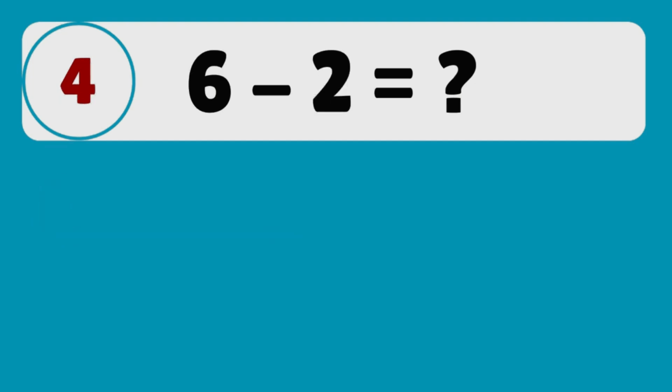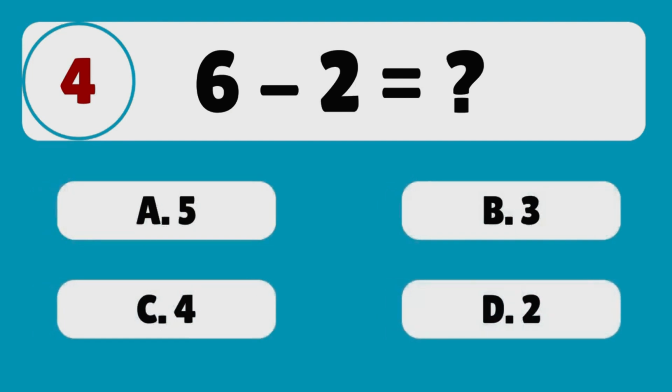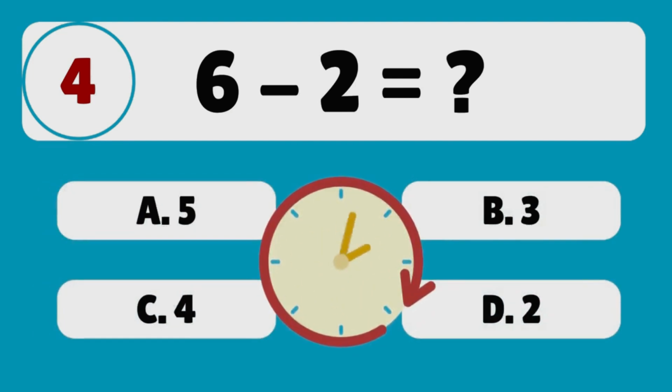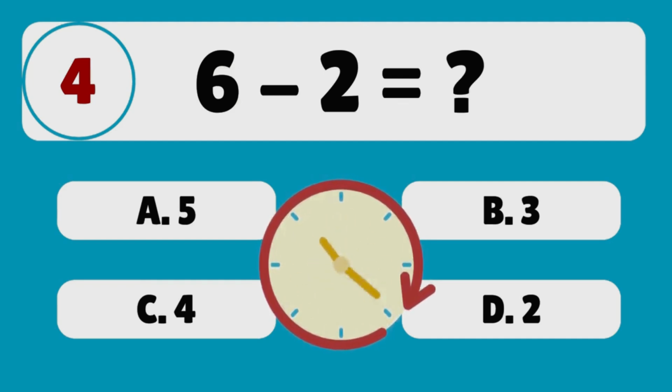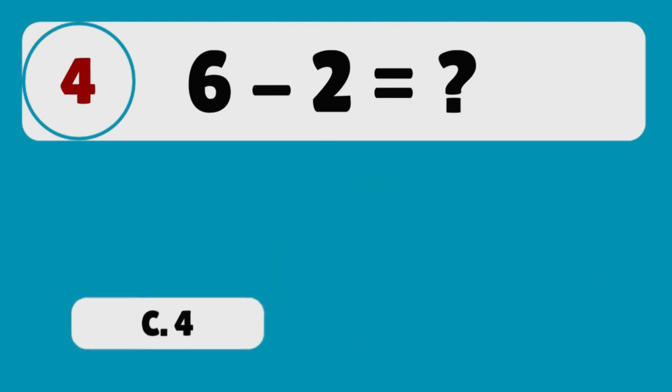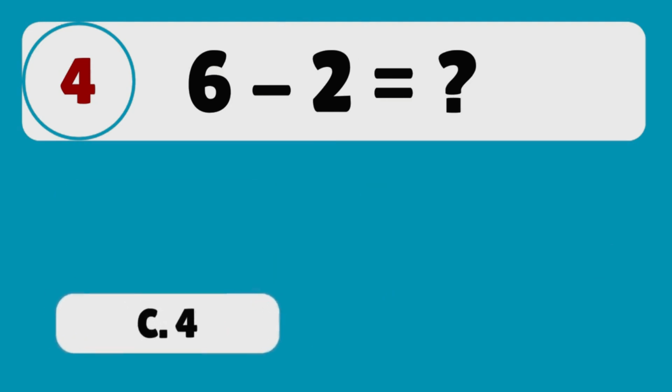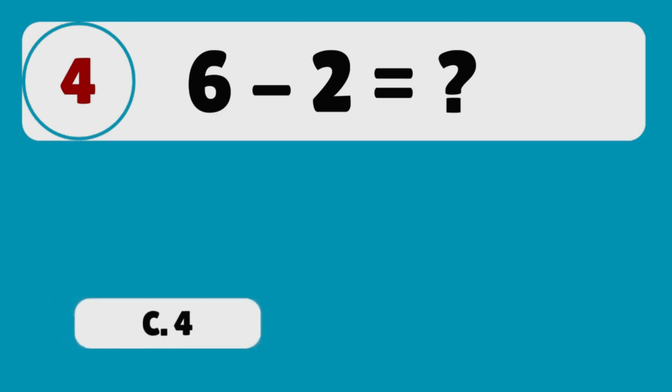Question 4. What is 6 minus 2? That's correct. The answer is C. 6 minus 2 is equal to 4.